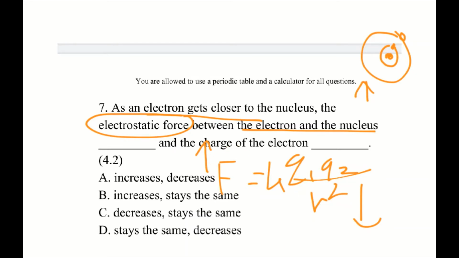So therefore, in this case, increase is the first part, and C and D are wrong. Now, what about the second part? The charge of an electron, does it change as it gets closer to the nucleus? Well, I don't think so. So B is our answer, and let's move on.